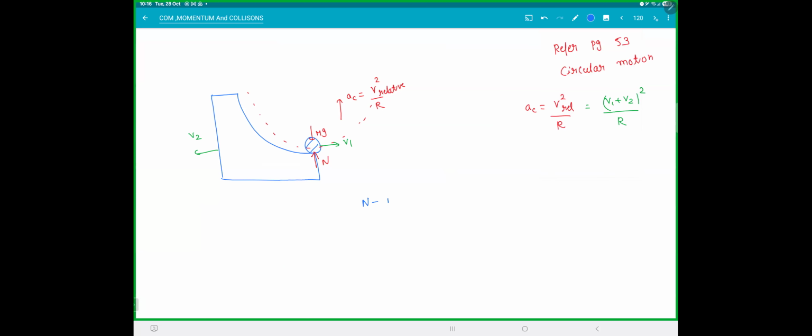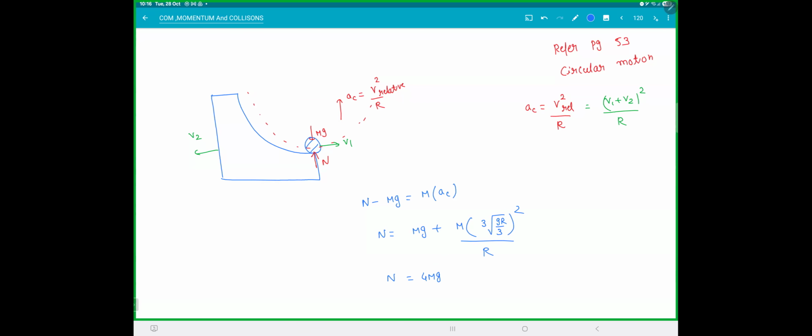You are done. So then N minus mg is equal to mass into a centripetal. This is m. What is v1 plus v2? This is 2 root gr by 3, and that is 3 root gr by 3, whole square by r. That would be 3. I'm getting 4 mg. That's your answer.